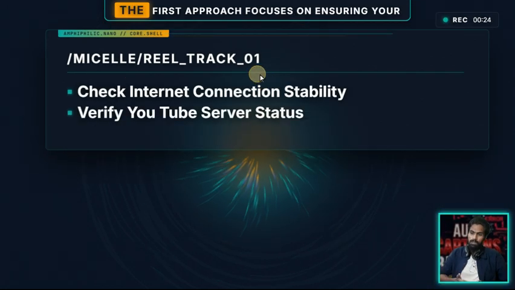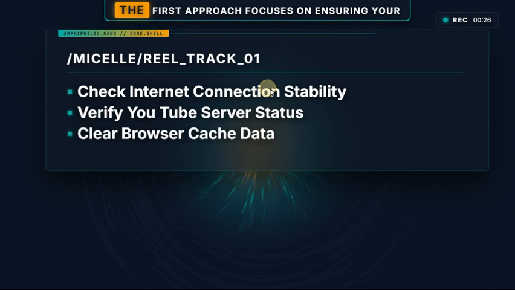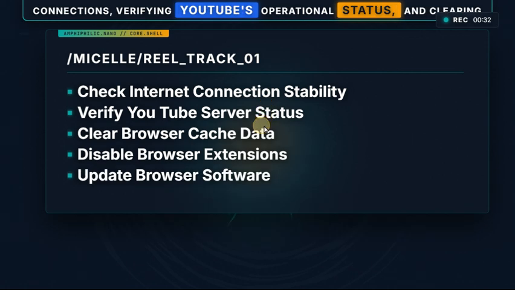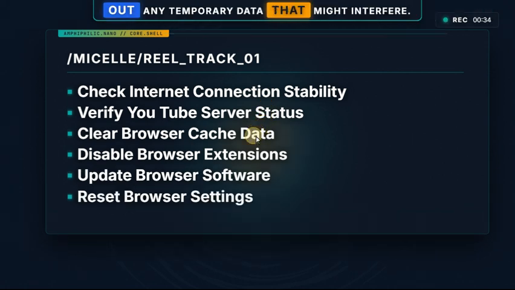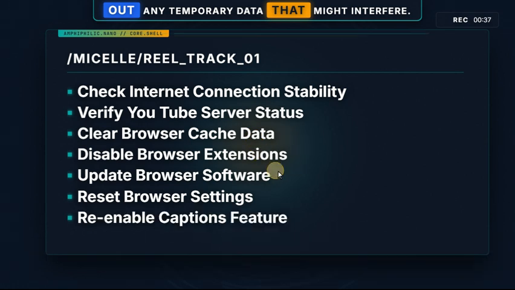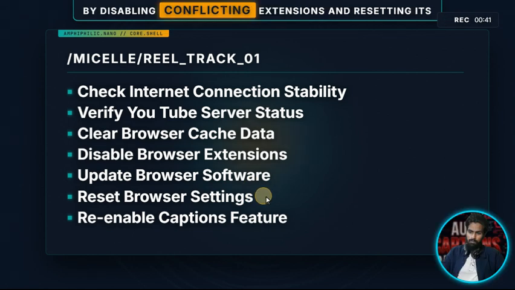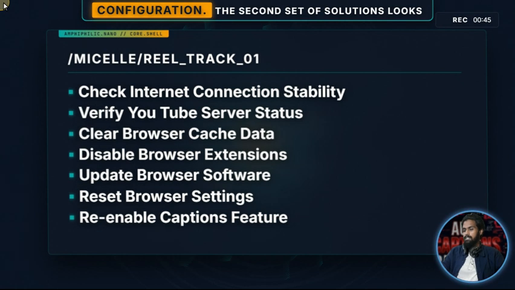The first approach focuses on ensuring your digital environment is optimal, addressing stable internet connections, verifying YouTube's operational status, and clearing out any temporary data that might interfere. It also involves checking your browser's integrity by disabling conflicting extensions and resetting its configuration.